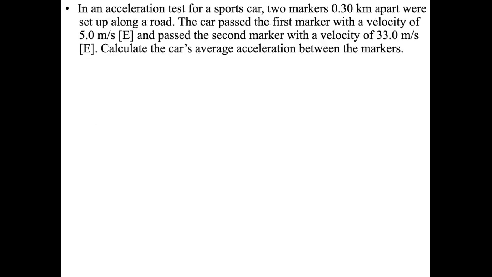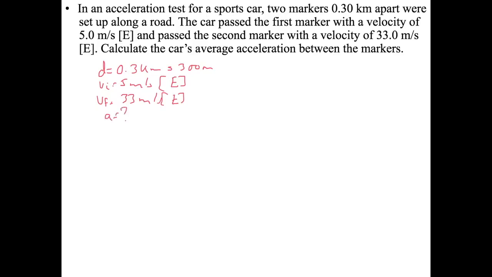In an acceleration test for a sports car, two markers, 0.3 kilometers apart, so distance equals 0.3 kilometers, which is going to equal 300 meters, were set up along a road. The car passed the first marker with a velocity of 5 meters per second, so we say VI equals 5 meters per second east, and passes the second marker with a velocity of 33 meters per second east, so VF is 33 meters per second east. Calculate the car's acceleration between the two markers, so A equals question mark.